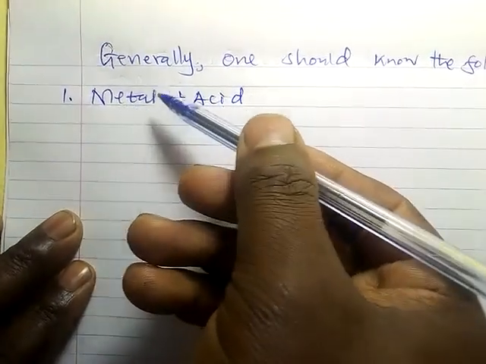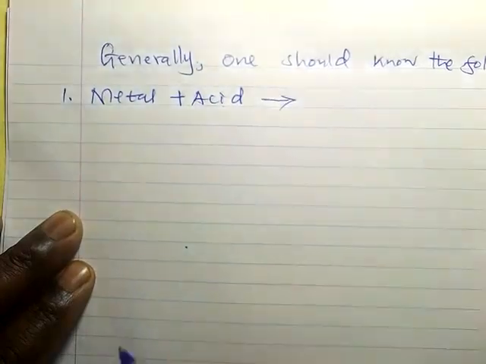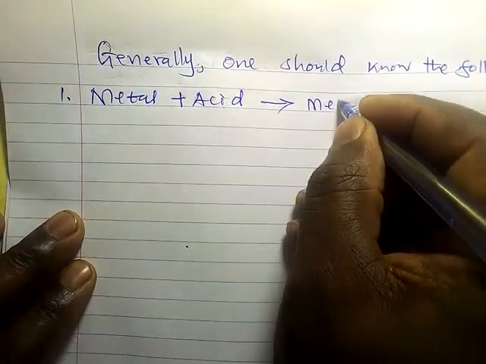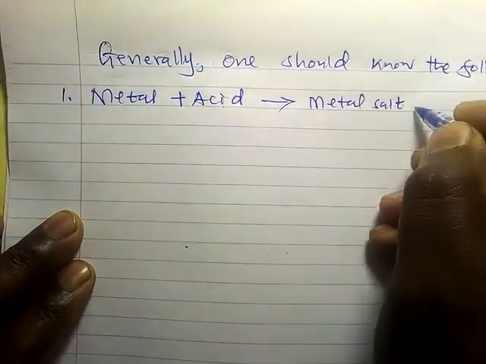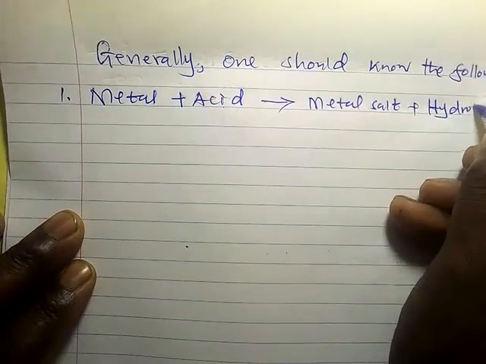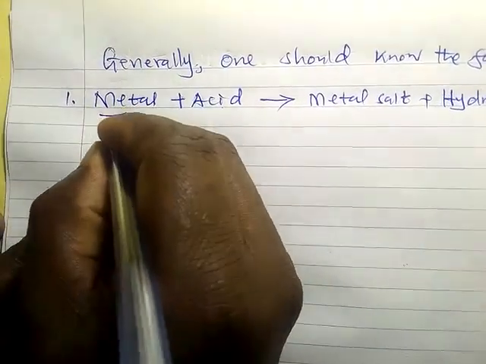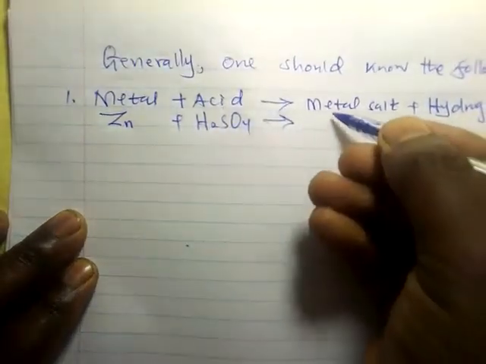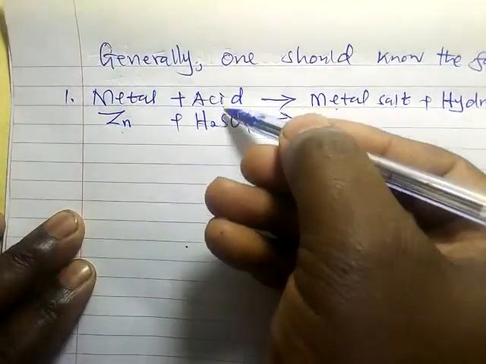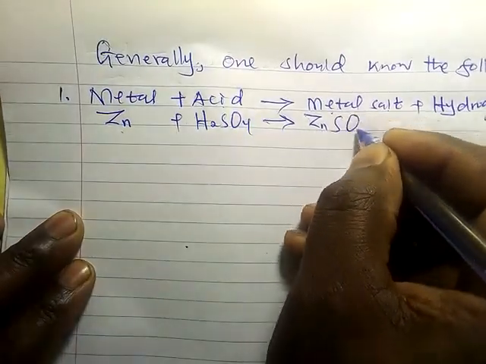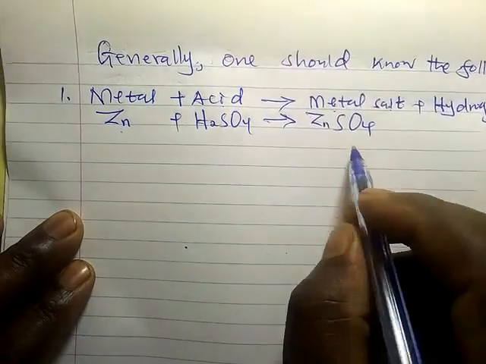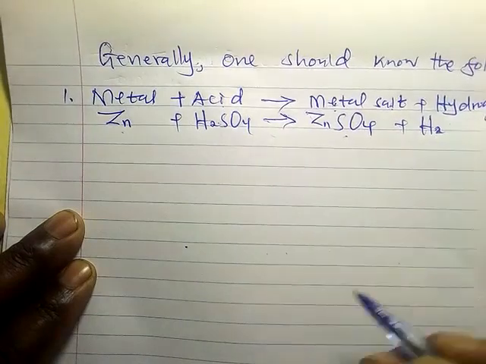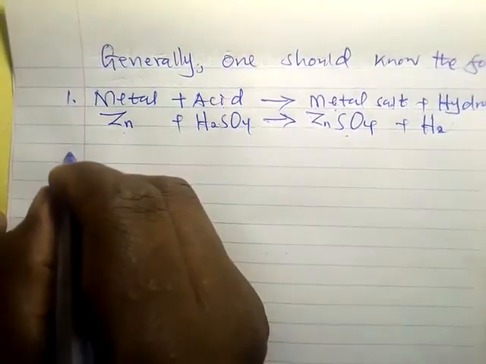So when a metal reacts with an acid, what do they form? You should know that a metal plus an acid gives the metal salt plus hydrogen gas. So for example, when I give you zinc plus sulfuric acid, it forms zinc sulfate. You can see it is the metal salt. The salt comes from the acid, and then plus hydrogen gas, right?